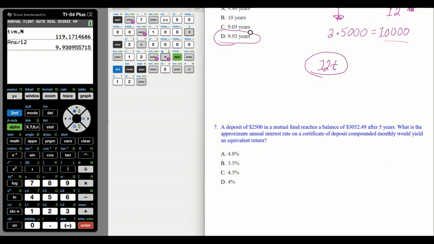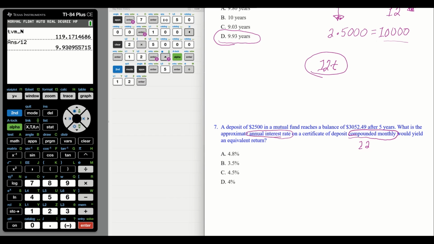So let's look at number 7. A deposit of $2,500 in a mutual fund reaches a balance of $3,052.49 after 5 years. What is the approximate annual interest rate? Oh, now we're looking for the interest on a certificate of deposit compounded monthly. We need our 12 again. So it should already be in our calculator.